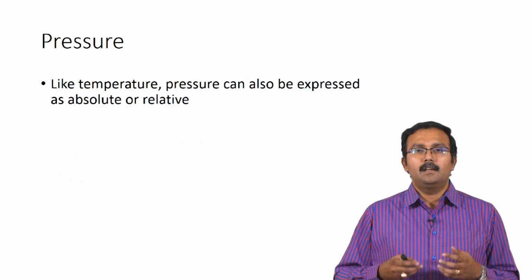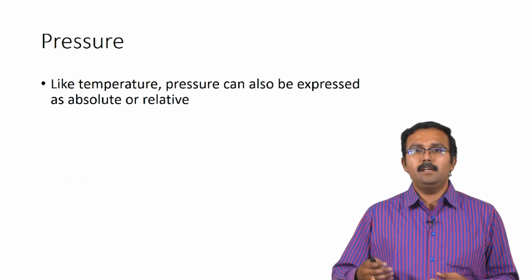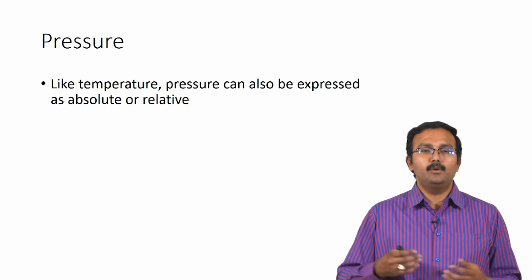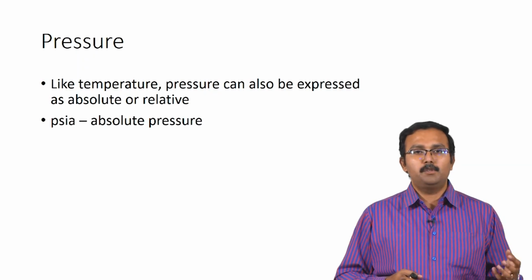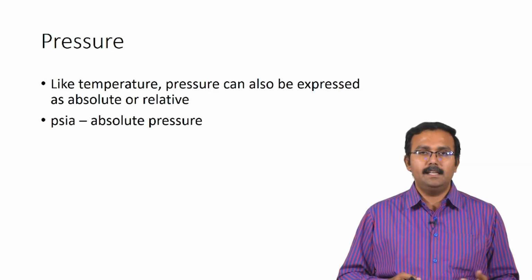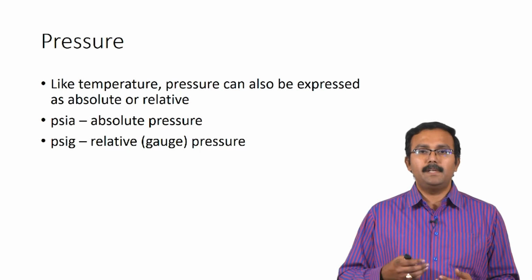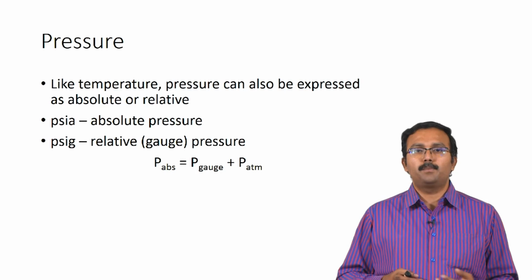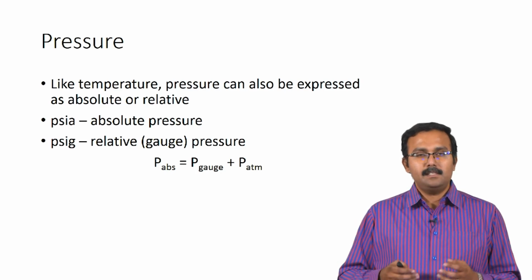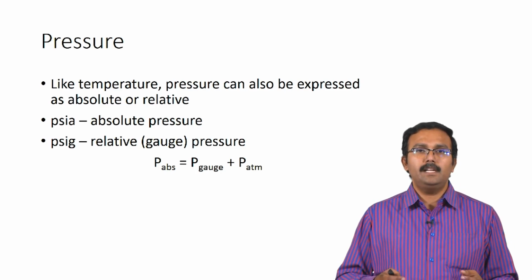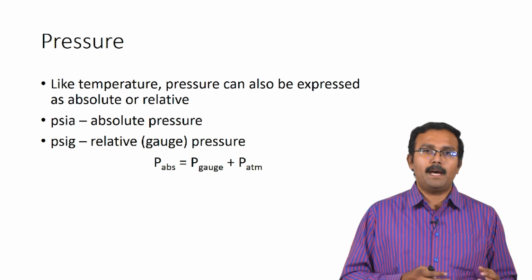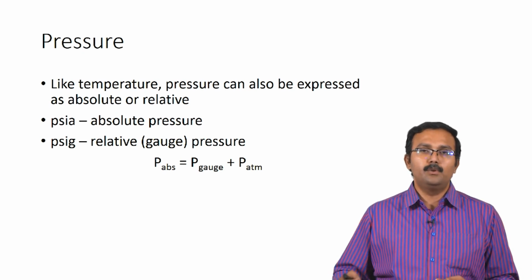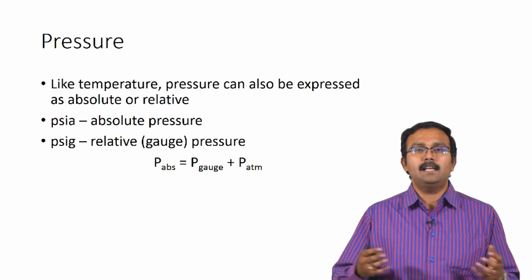Like temperature, pressure can also be expressed in terms of absolute or relative pressures, and absolute pressure is usually given as PSIA and relative pressure is given as PSIG, which is the gauge pressure. Absolute pressure is nothing but the sum of gauge pressure and atmospheric pressure. So, this gives you all the fundamentals you need to understand the process parameters and variables which are used to define or describe any chemical process.